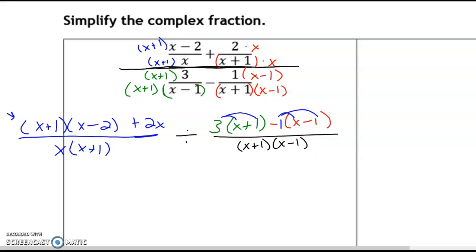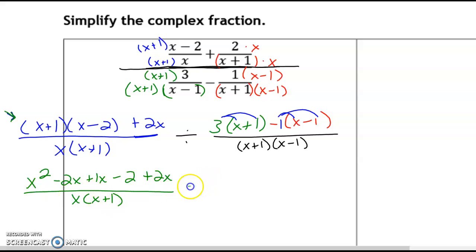So from there, I'm just going to simplify before I start changing it to a multiplication problem. So if I look at this first part here, we could FOIL this out. So we have first, outside, inside, and then last, plus the 2x, all over x times x plus 1. Just leave it as divided. 3x plus 3 minus x plus 1.